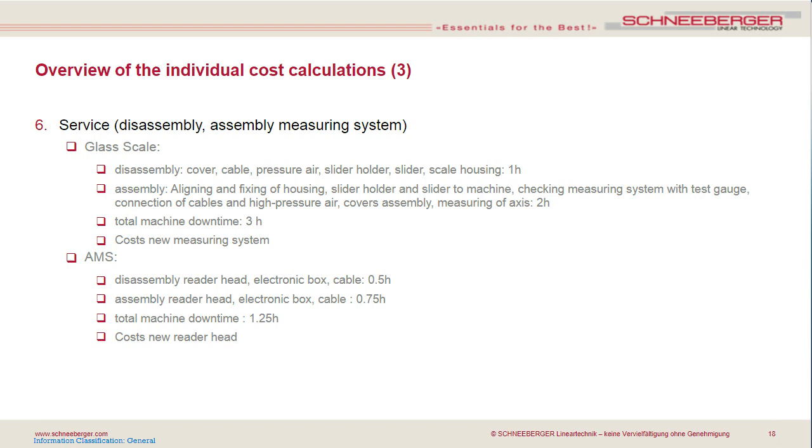With AMS, disassembly of reader head, electronic box, cable, 0.5 hours. Assembly of reader head, electronic box, cable, 0.75 hours. Total machine downtime, 1.25 hours. Plus cost of new reader head.